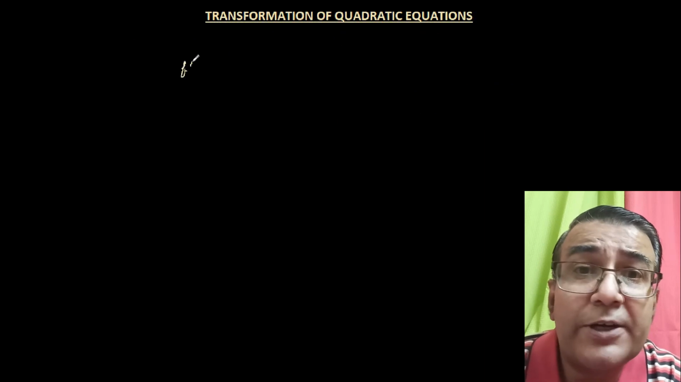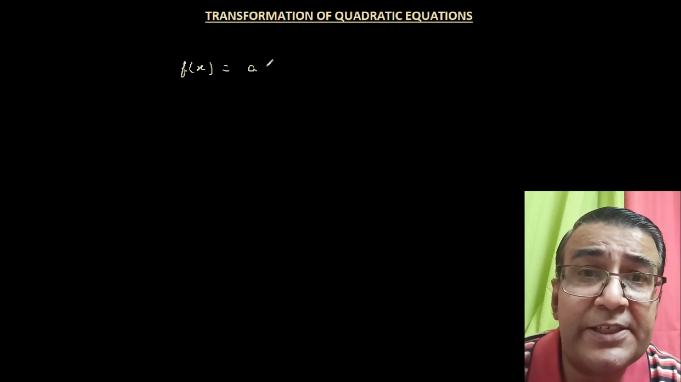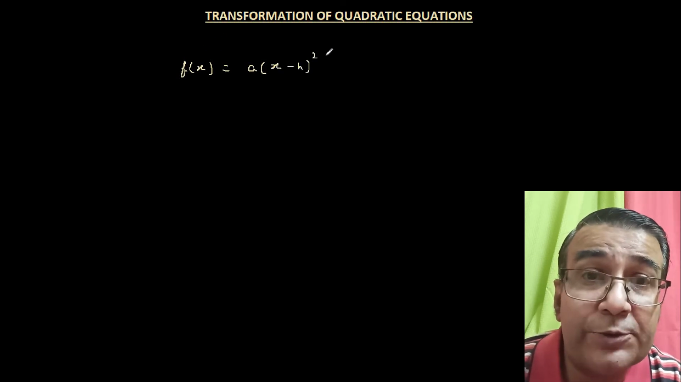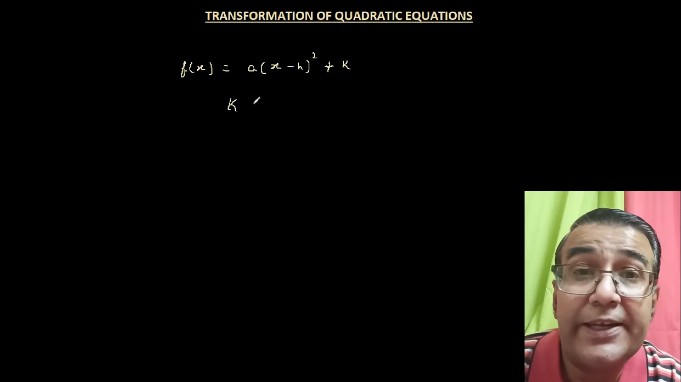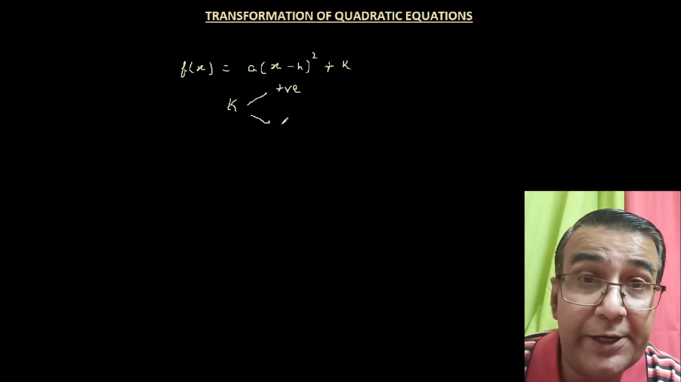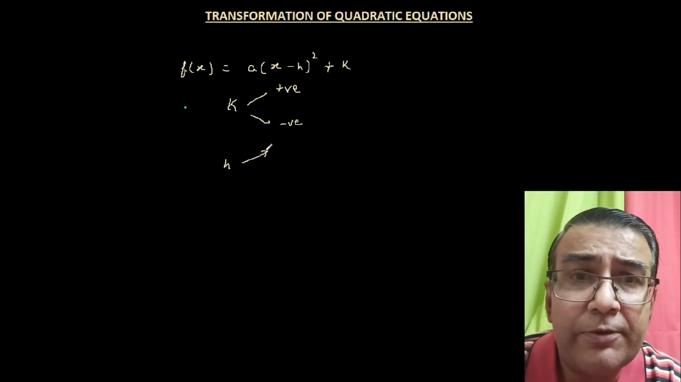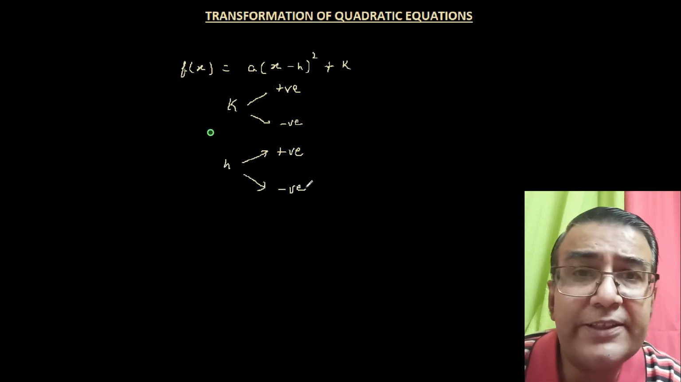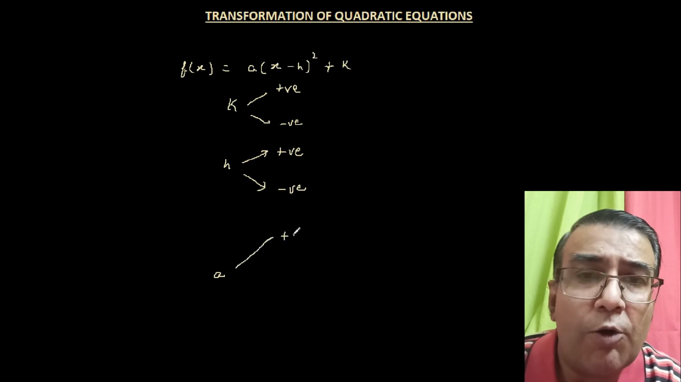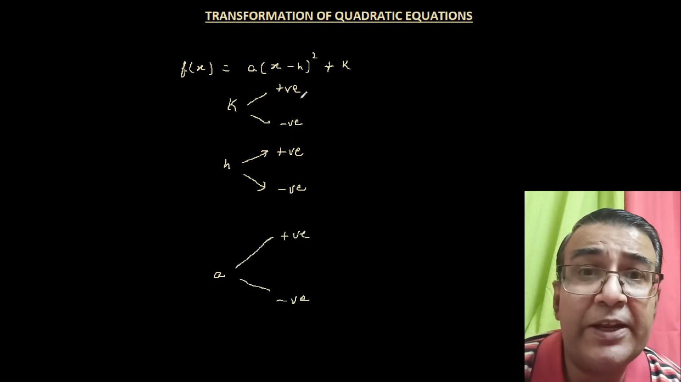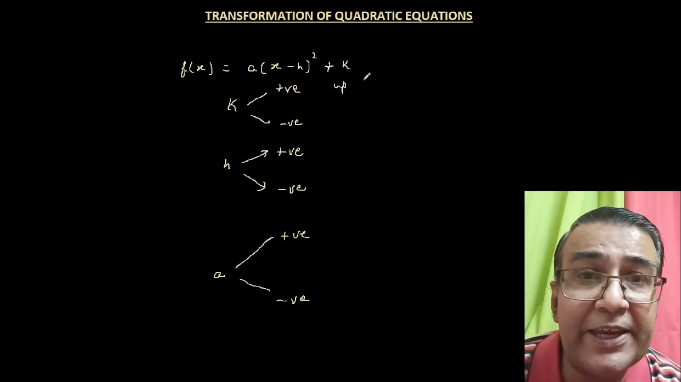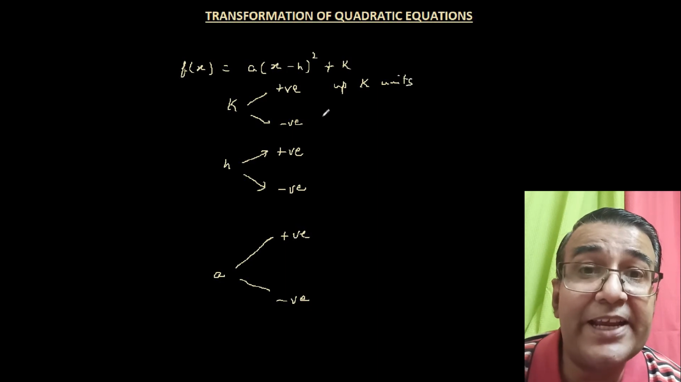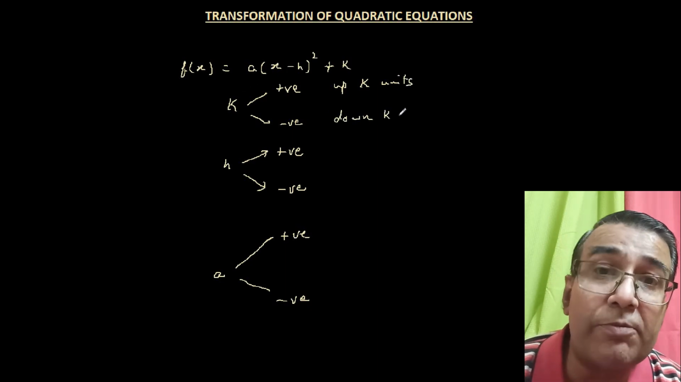So we could have a quadratic equation in the form f of x is equal to a times x minus h whole square plus k. Now we can have several scenarios: k could be positive or negative, h could be positive or negative, and the same way a could be positive or negative. When k was positive, we saw that the graph moved up, so it is going to move up by k units. If k is negative, then the graph is going to move down by k units.